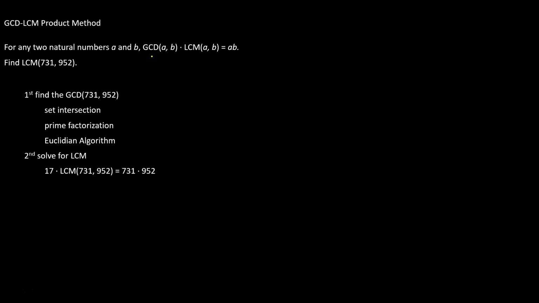There is this cool relationship between our greatest common divisor, our least common multiple, and the product of the numbers. The GCD of a number A and B times the least common multiple of A and B is equal to the actual product of A times B. We can use this equation to help us find a least common multiple between two large numbers.